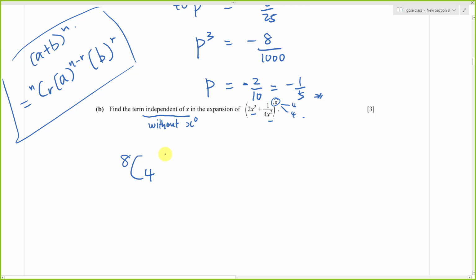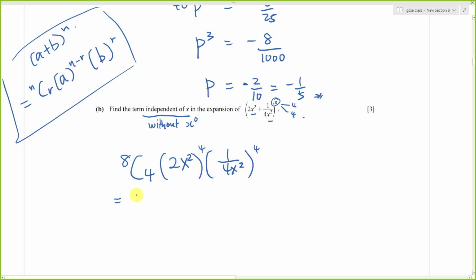Because when I do 8c4 here, you can see this is my term A, 2x squared. This is my term B, 1 over 4x squared. The power for term A is 8 minus 4, which is 4. The power for term B is the same as r, so it's 4. If I insert the 4 into part A, I get x power of 8, and here I get x power of negative 8. Then I simplify it and I should get independent of x.